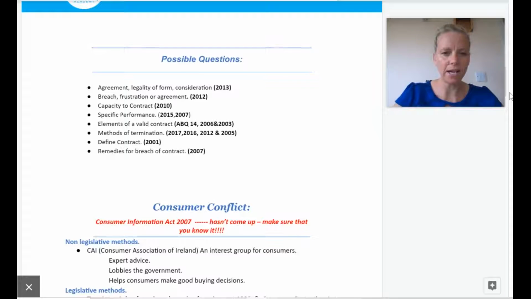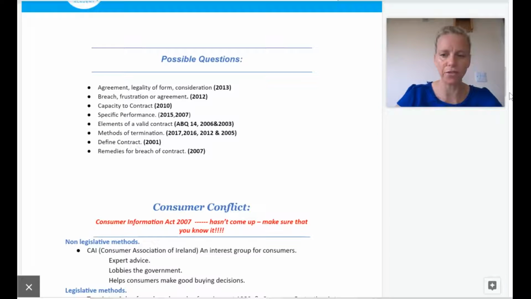Methods of termination. So they like to give your methods of termination or a breach of contract. They tend to like to bring that up, particularly in a short question also, because they can give you two of them for 10 marks in your short questions. Or they might fill in the blanks and you might need to fill in the right word there. So we can see that has come up: agreement, legality of form, consideration. We then have breach, frustration, or agreement. So they might pick different topics from the contract section and ask you to explain those. Specific performance, and be able to give an example on that.